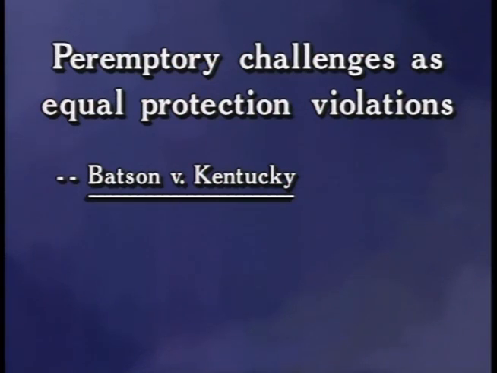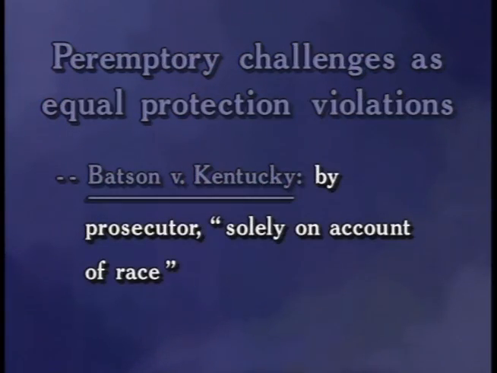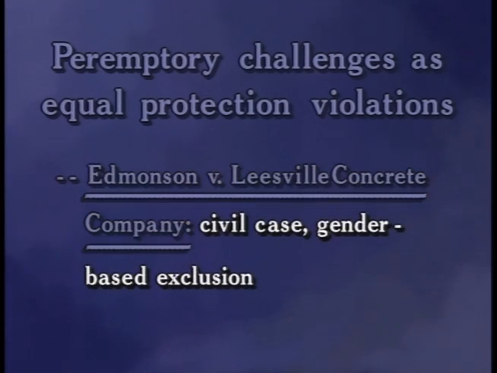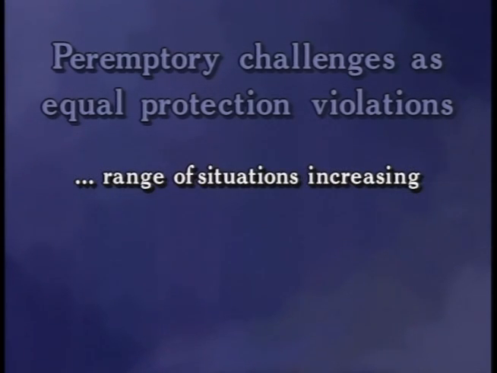A discussion of peremptory challenges necessarily calls for a consideration of Batson versus Kentucky. In this case, the Supreme Court held that the use of peremptory challenges by a prosecutor to exclude jurors solely on account of their race violates the defendant's right to equal protection under the law. In Edmondson versus Leesville Concrete Company, the court extended the prohibition to civil cases and reversed an action where peremptory challenges had been used against females. It's important to note that the range of situations in which peremptory challenges can be questioned is increasing as new issues appear in the circuits.